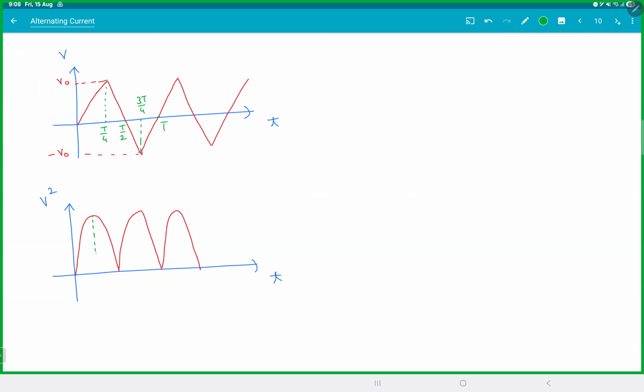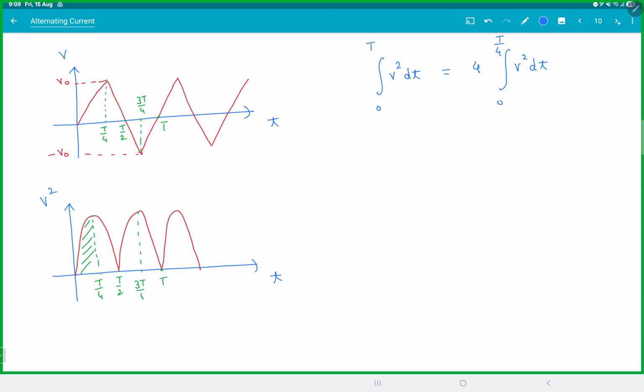Okay. So if this was T by 4, this was T, this is 3T by 4 and T by 2. So see, this is what I was thinking. I'll find the area from 0 to T by 4 and I'll multiply it by 4. Isn't that the area from 0 to T then? So integral v square dt from 0 to T is equal to 4 times integral v square dt from 0 to T by 4. Do you agree with that?